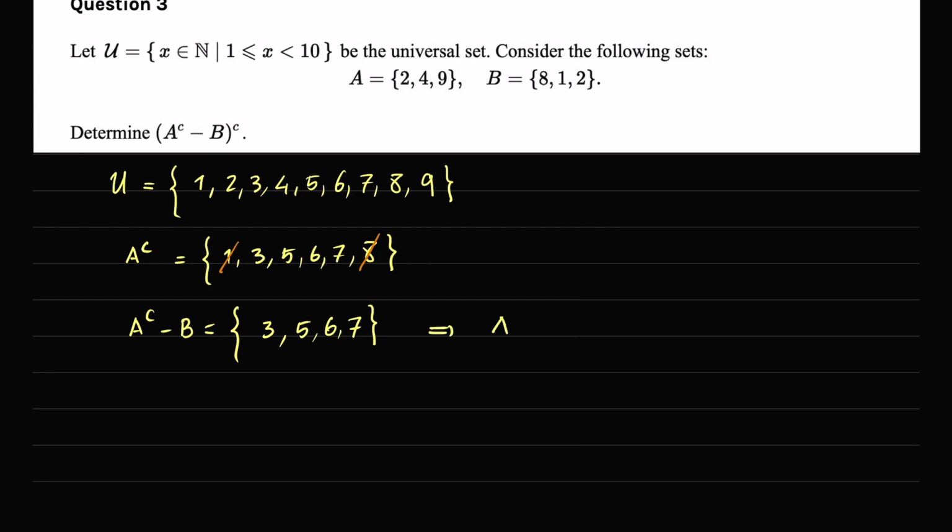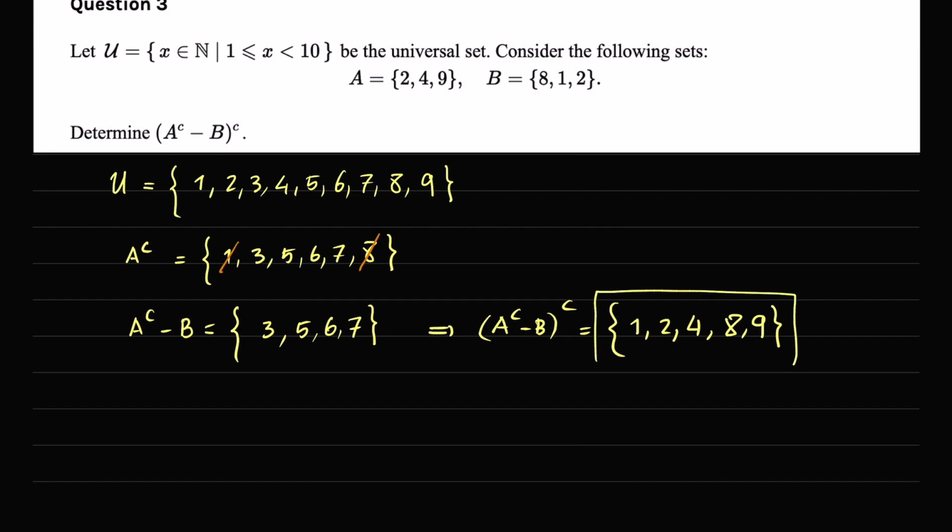So what happens? A complement minus B complement means that I am interested in all elements within the universal set, but not these. So what is left for me? Of course, 1 is left, 2 is left, 4 is left, 8 is left, and 9 is left. So that is the answer that I expect you to type in this space below the question.